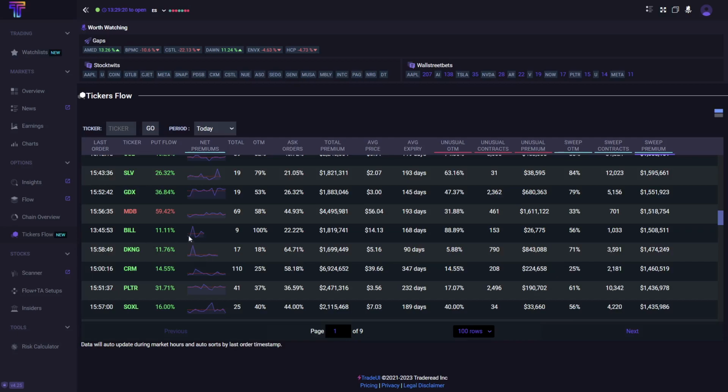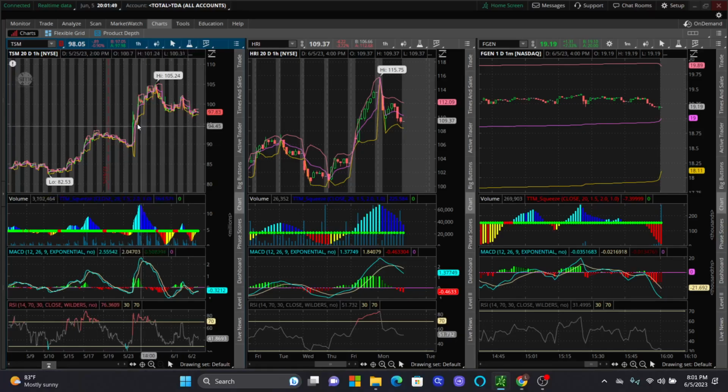And you see a lot of Bill happened early in the day, and it looks like DraftKings happened early in the day too. The average expiration was 168 days for this one, and then 90 days for DraftKings. So let's go to Bill first. Let's look at that one.